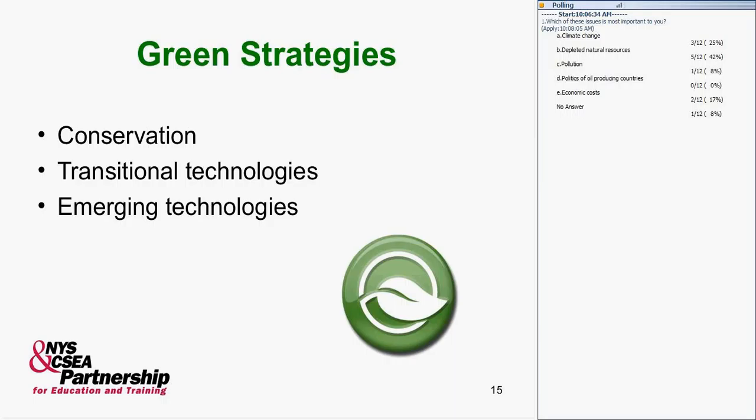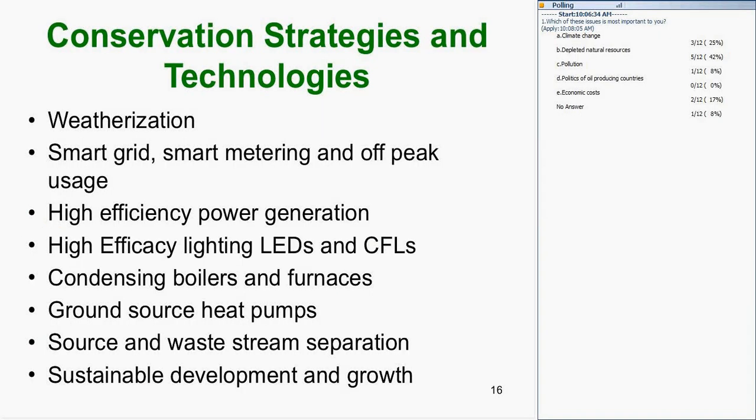Green space, conservation, and then these two, I'm going to break them up a little bit, transitional technologies and emerging technologies. Conservation, again, is the easy one. It's the one we want to shoot for first. If we have it, we don't have to worry about running out of it.